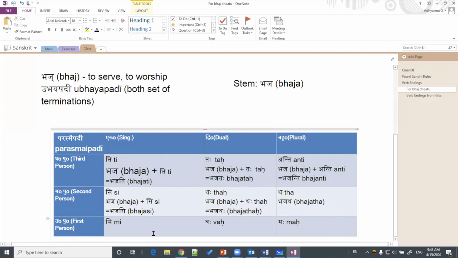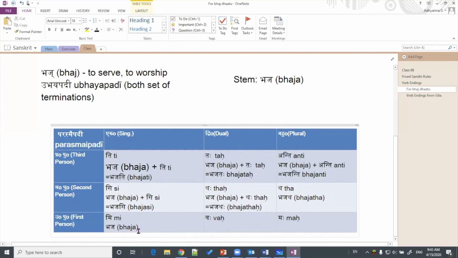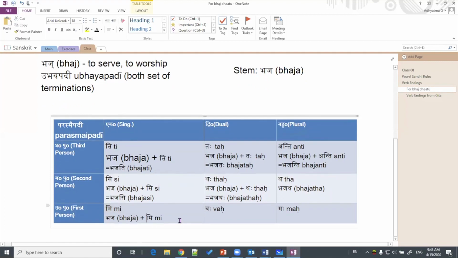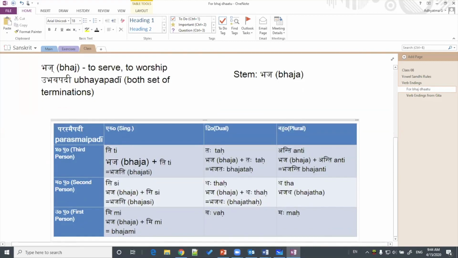Now here I have bhaja plus mi, and it becomes... so now it seems that if I follow the same logic, it should become bhajami, but we know that it's actually not bhajami, it's actually bhajāmi. So we know that. How does it become like that?